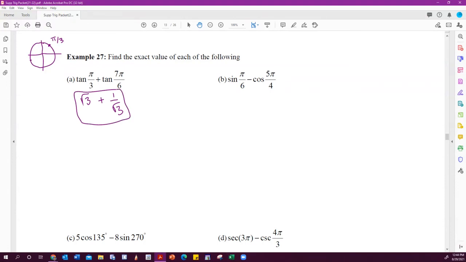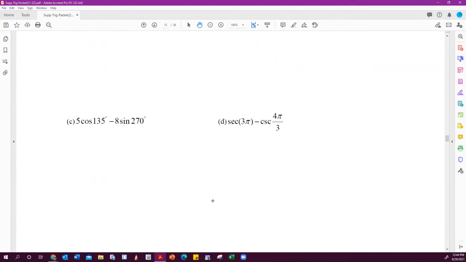Pi over 6 is the one located down here. Pi over 6, little y value, that's the sine, so that's 1/2. Cosine of 5 pi over 4, 5 pi over 4 spits me over here, which was the negative rad 2 over 2, negative rad 2 over 2. So we have subtracting a negative rad 2 over 2. Maybe I'll do a little simplification there since they have the common denominator already.